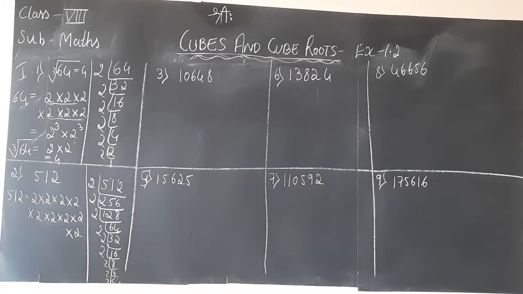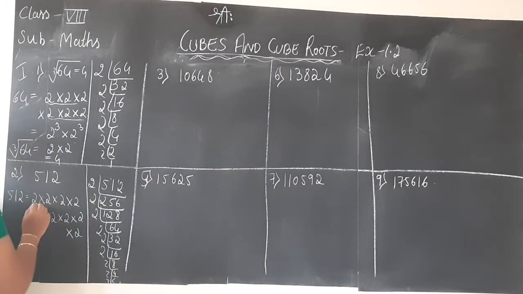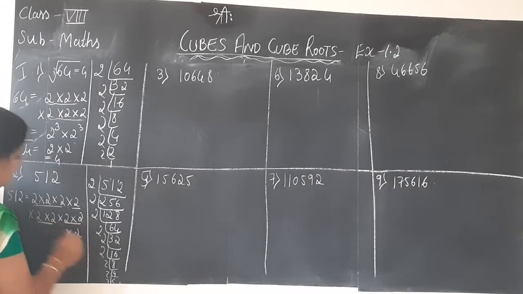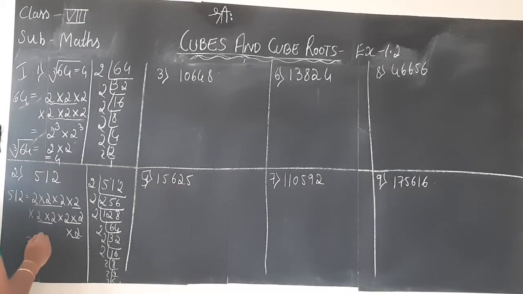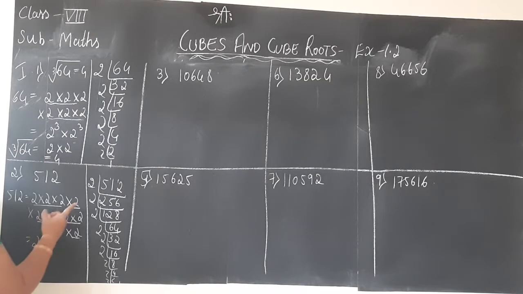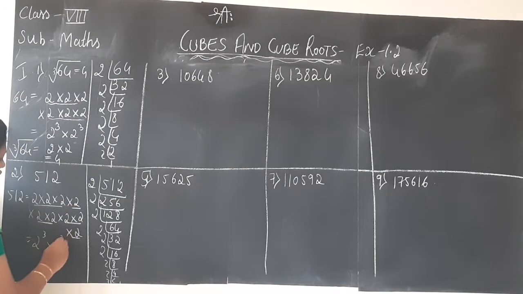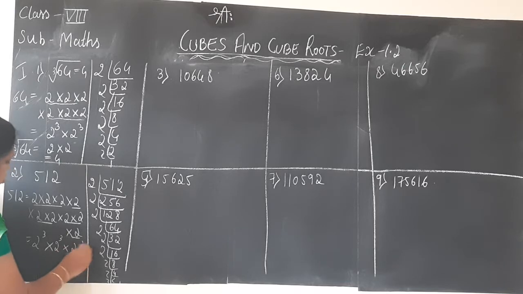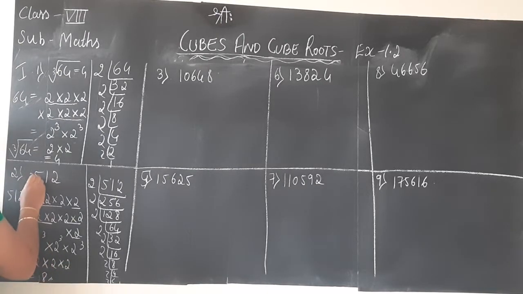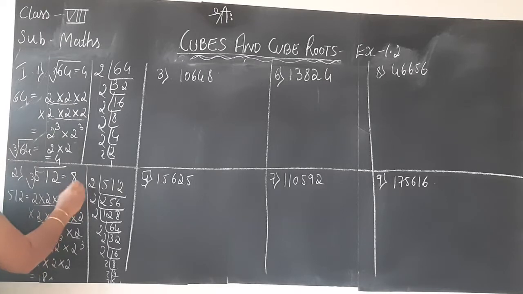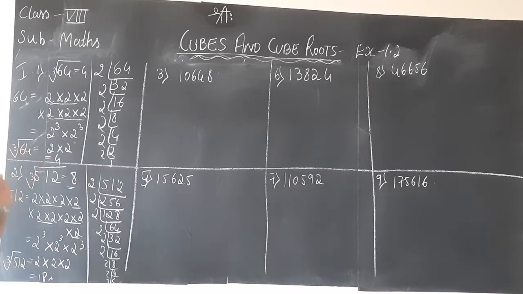After multiplying 2 nine times, what should we do? We should group them, 1 2 3, 1 2 3, and again 1 2 3. So these 3 2's are written as 2 cube, again the next group has 2 cube, and the last group has 2 cube. So cube root of 512 will be, children, just the product of 2 into 2 into 2, which is clearly 8. Therefore cube root of 512 is 8.